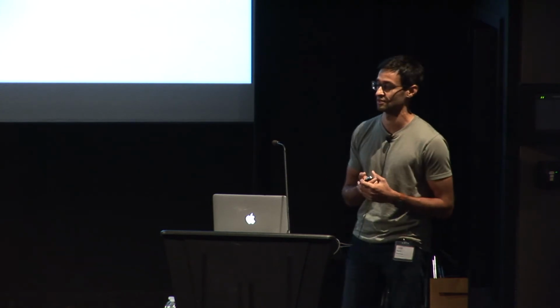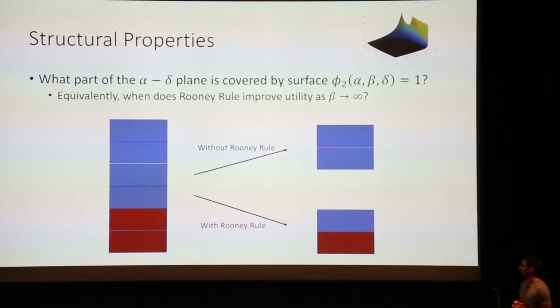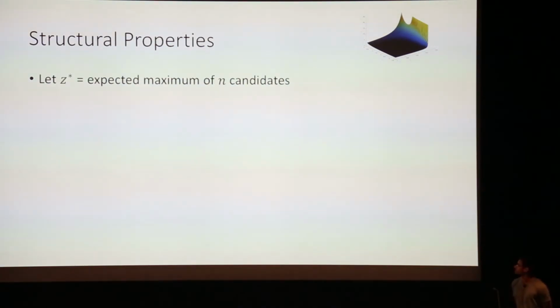Which is actually going to give me more utility? It turns out that there's a surprisingly simple resolution to this. I'm going to denote by z star the expected maximum of n candidates. I'm not going to say exactly what it is because it's a bit of a pain, but I can define everything relative to that.